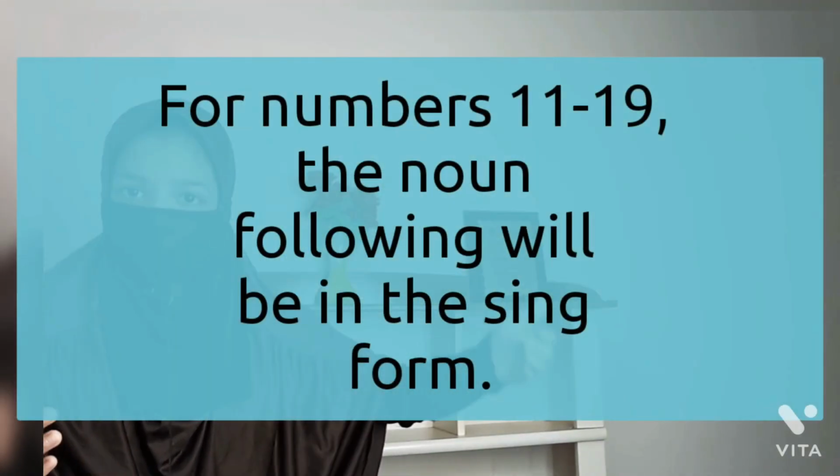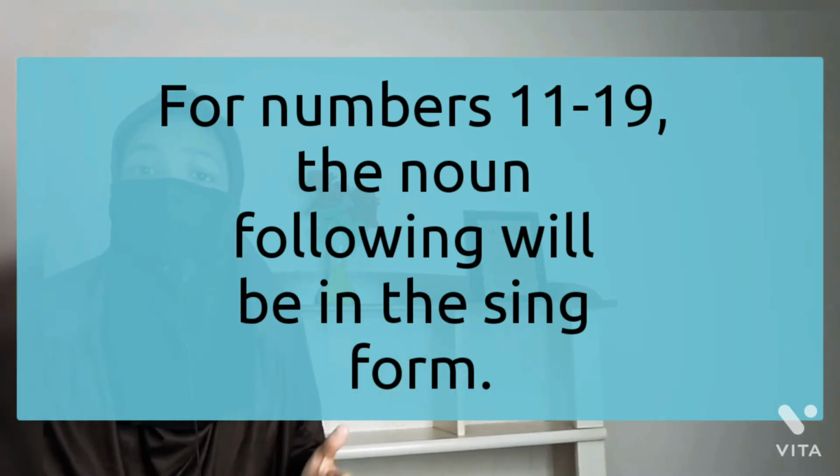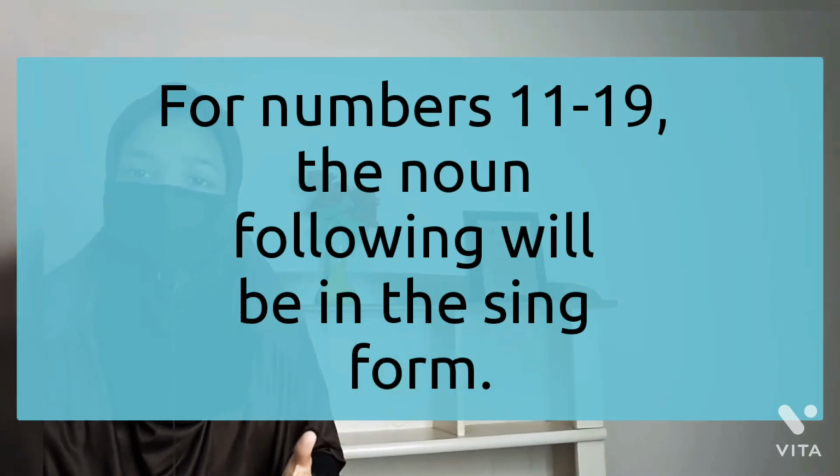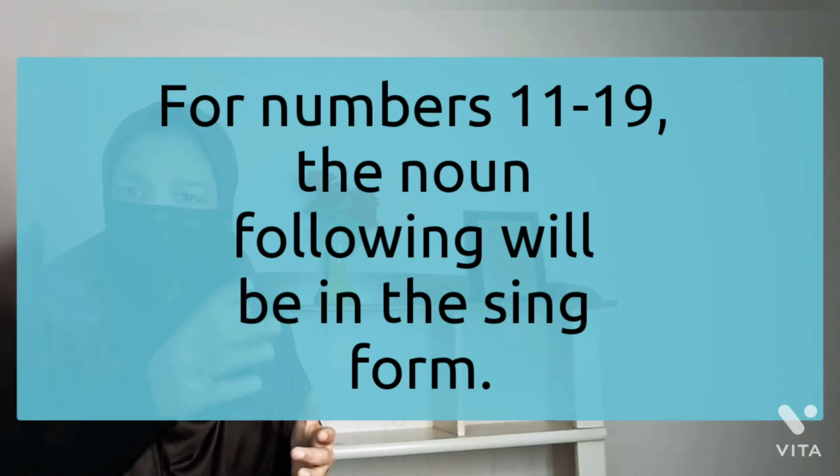Let's move on to our second rule. The second rule is that for numbers 11 to 19, here we don't have any groups, the noun following will be in the singular form. Here you see ahada ashara taliban, 11 male students. Here you see taliban.